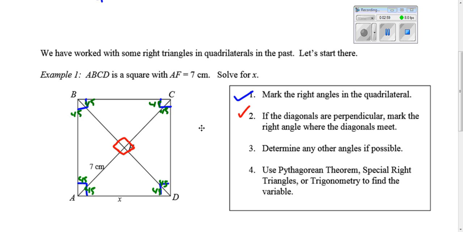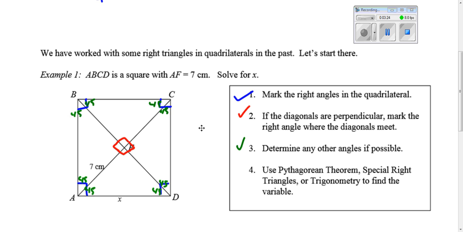All right, now our last step says use the Pythagorean theorem, the special right triangles, or trig to find the variables. So guys, this is not new. We know Pythagorean theorem, special right triangles being 45, 45, 90, or 30, 60, 90, or we can use trig. So it all just depends. In some cases, you may find there's more than one possible way to find a solution. You're just going to use what works for you and what you're comfortable with.